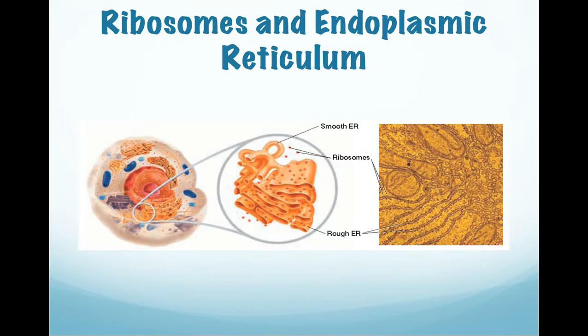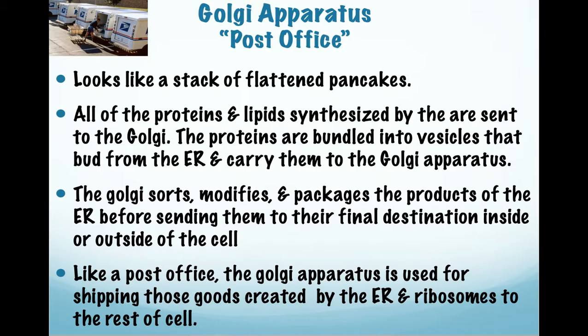If you look, this looks like a series of folds. The part that does not have those little dots on it, that is your smooth ER. The one with the little dots, that is the rough ER. Next comes our Golgi apparatus. Our Golgi apparatus looks like a stack of flattened pancakes. It is like the post office.